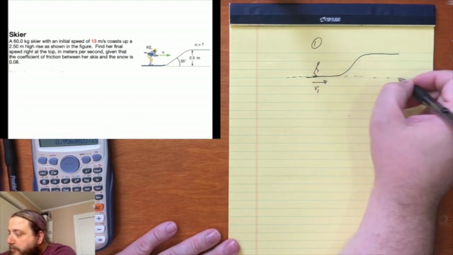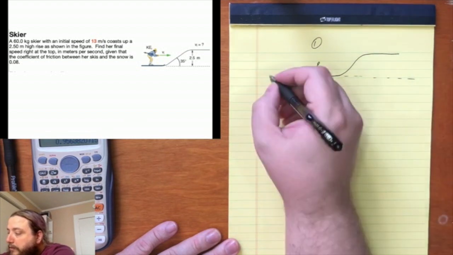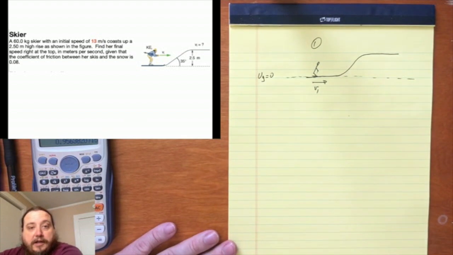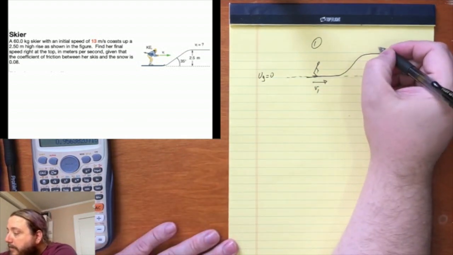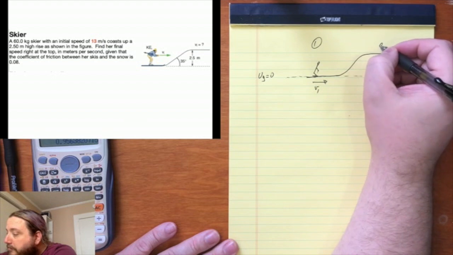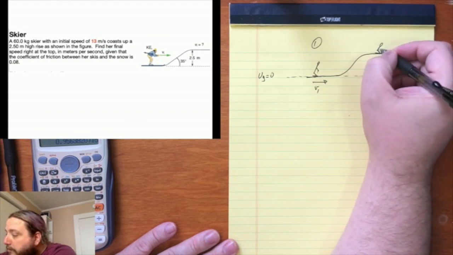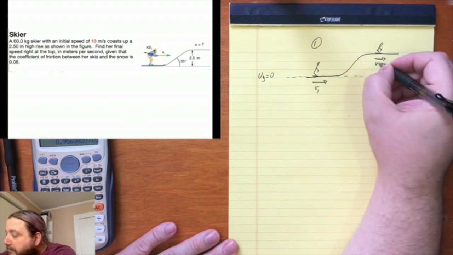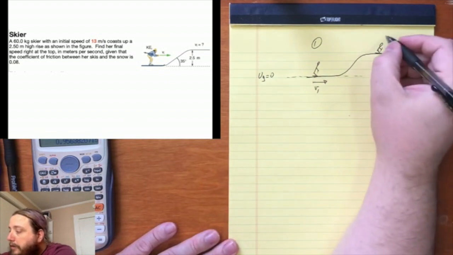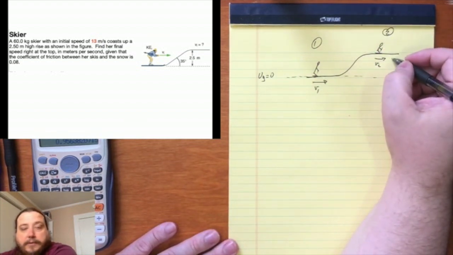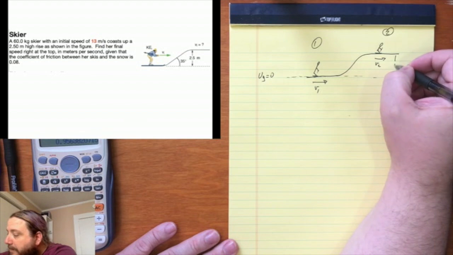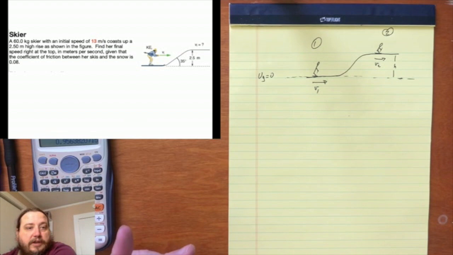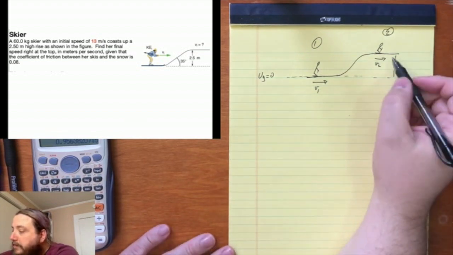This point at the bottom of the hill is probably a good place to define the gravitational potential energy to be 0. And then the second moment of interest would be up here, where our skier has a different velocity, v2, and is now up at some height h above where the skier started.